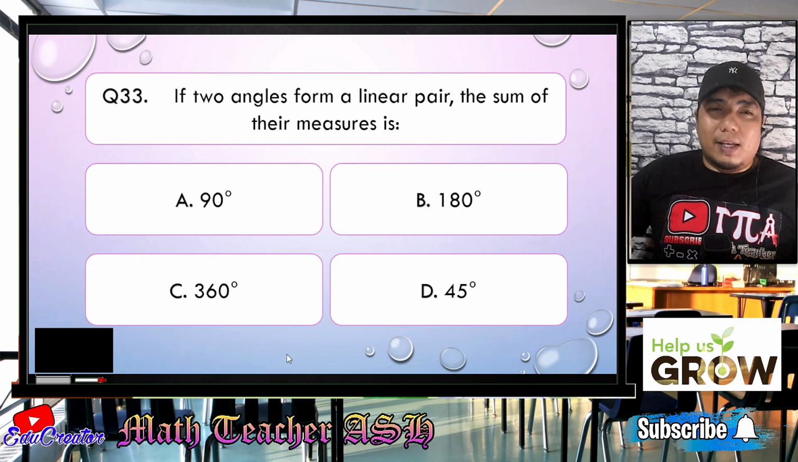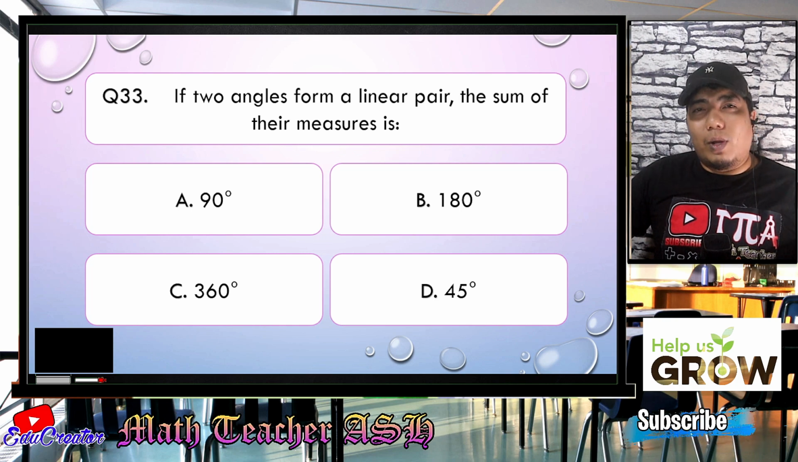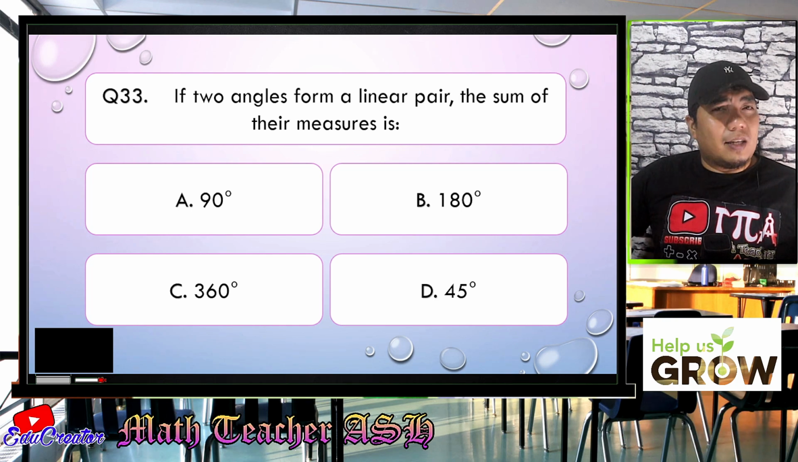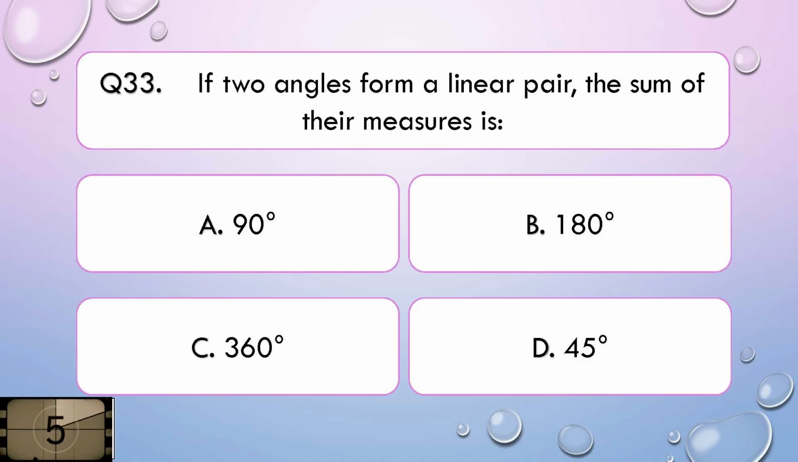If two angles form a linear pair, the sum of their measures is: A, 90 degrees, B, 180 degrees, C, 360 degrees, or letter D, 45 degrees? I'll give you 5 seconds to think about your answer.